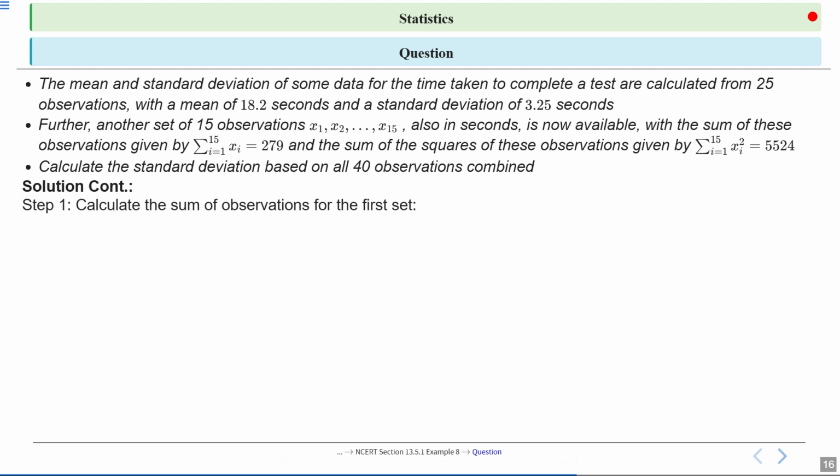So first let's calculate the sum of all observations in the first set. So this is important because we will need the total sum when we combine both data sets. So we will use the formula sum x1 equal to n1 into mean of x1. So since x1 bar equal to summation xi upon n, it implies summation x1 equal to n1 times x1 bar. This is equal to 25 into 18.2 and this is equal to 455.